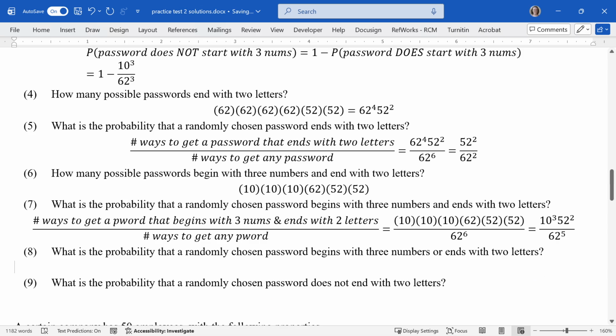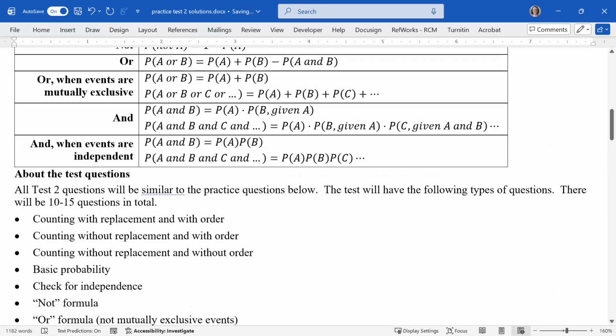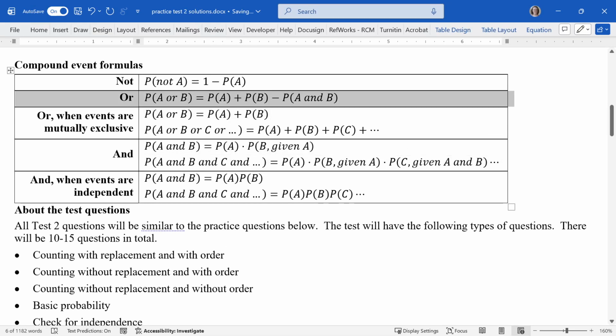What is the probability that a randomly chosen password begins with 3 numbers or ends with 2 letters? So here you have to take note of the word or. We're going to use our probability formula for or, which is up here. Probability that one thing or another thing happens is probability of the first event plus probability of the second event, and then you have to subtract the probability that both events happen, so that you don't double count the outcomes that are overlapping, that belong to both events. Because if you just add them together, you would have counted anything that was in both groups twice. Okay, so you have to subtract this to account for the overlap.